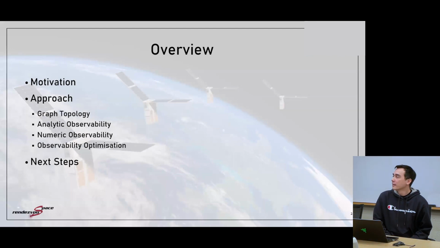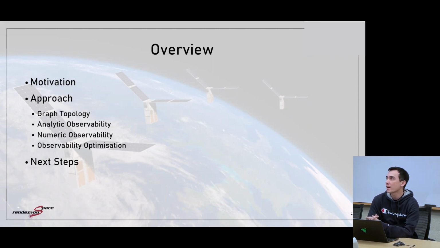So I'm looking at this idea of observability analysis for angles-only distributed systems. I'll start off with the motivation behind this work, the kind of vaguely four-step approach I'm using for this kind of observability analysis, and finishing off with some next steps.